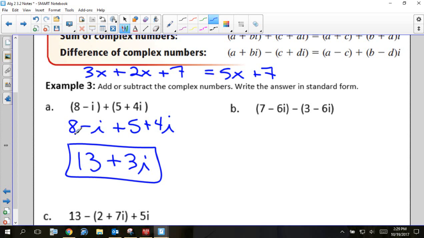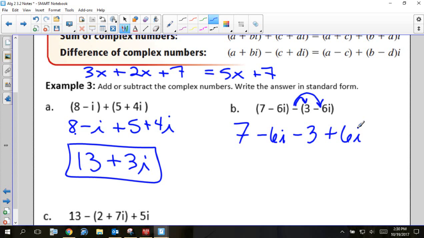So we got to do b, and b is subtracting. We can't just let the parentheses disappear. What do we have to do with that negative sign in the middle? You have to subtract the 3 and subtract the negative 6i. So we have 7 minus 6i minus 3 plus 6i. Remember, you want to distribute that negative sign in, and you're basically doing the opposite operation.